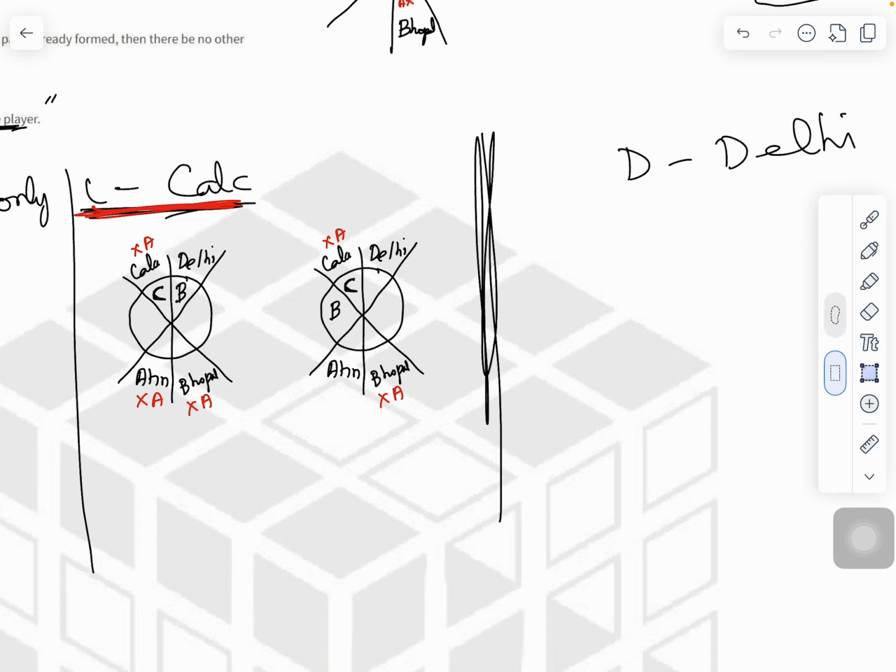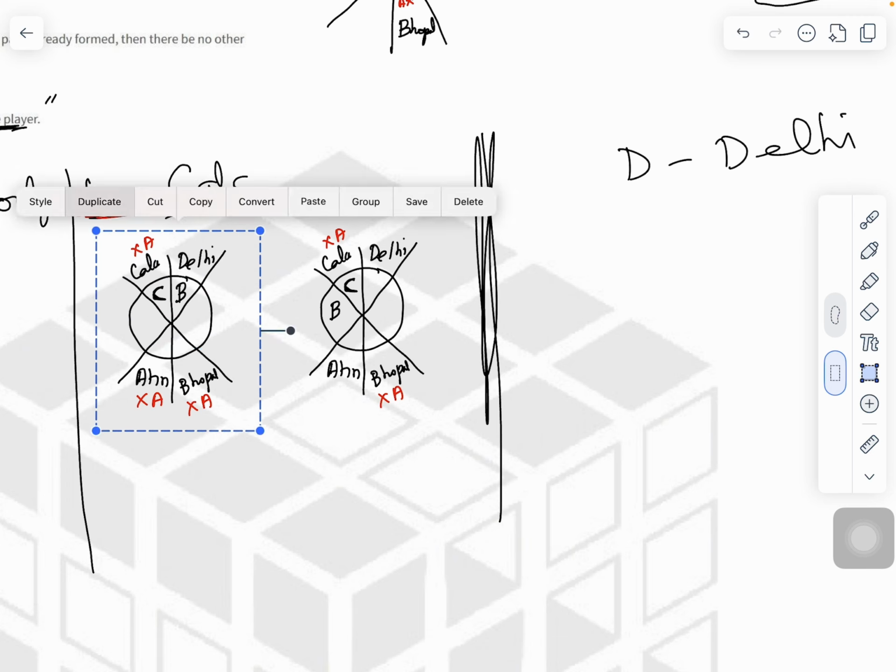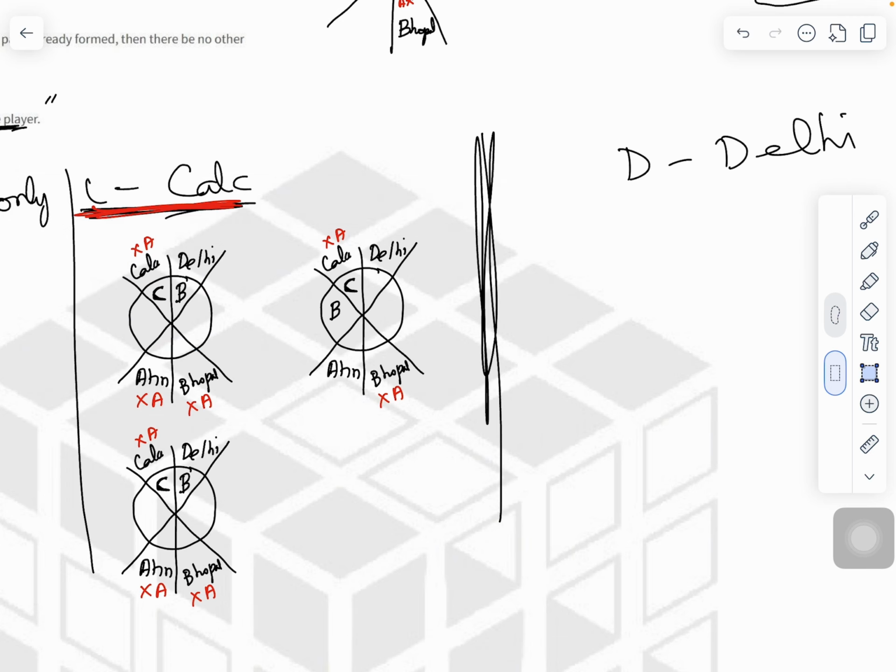Let's take both the cases and see what we are getting. If I duplicate once again, A can either come here or here. These are the only two possibilities. Now can you see the problem in this scenario? AB is consecutive, BC is consecutive, and both of them are not unique consecutive. Therefore this case is eliminated. Therefore this is the only spot where A can come.